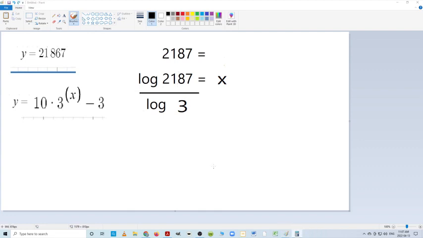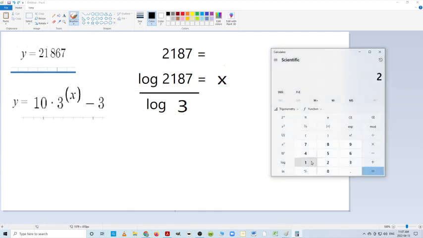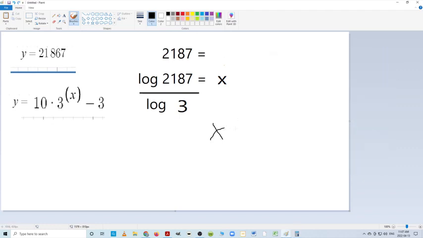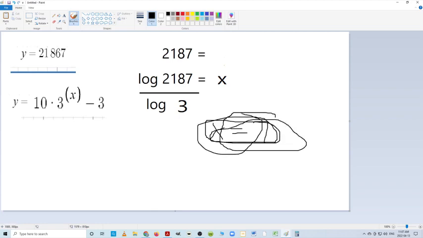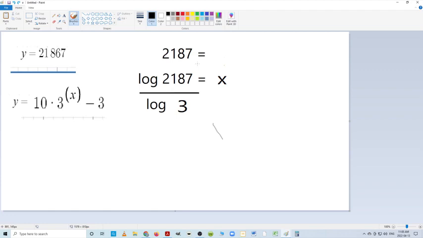Okay, well fortunately there's a log button on your calculator. 2187. Let's see if we can find the log button. There it is. All calculators have it, so I'm going to hit log, and then I'm going to divide it by 3 log equals. And boom, look at that. It gives me the answer of 7. So if you just want to learn this quickly on a test, that way you can verify that you got the right answer, you take a log of both sides.